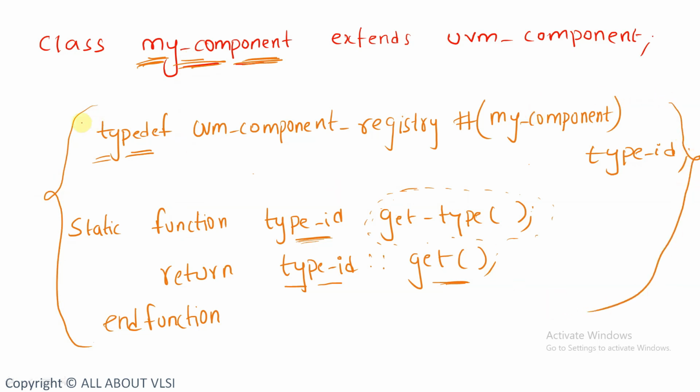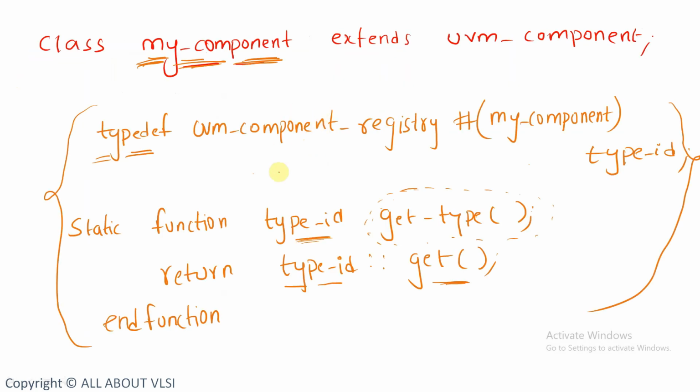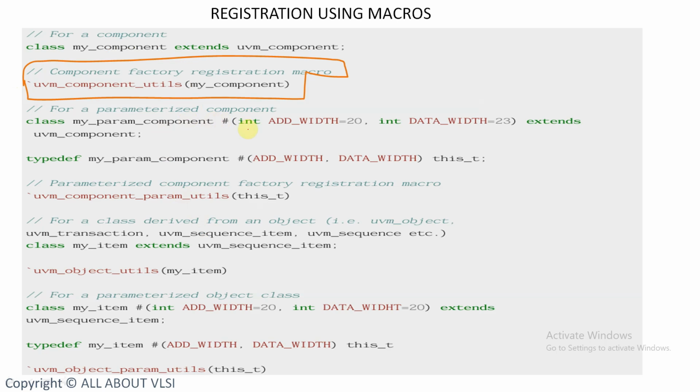Now, instead of writing all of this, we can use macros. So how to use these macros? These are your UVM macros. Instead of writing those four or five lines of code, we can use these macros for registering your classes. It may be a component class or it may be an object class. You can use these registration macros.